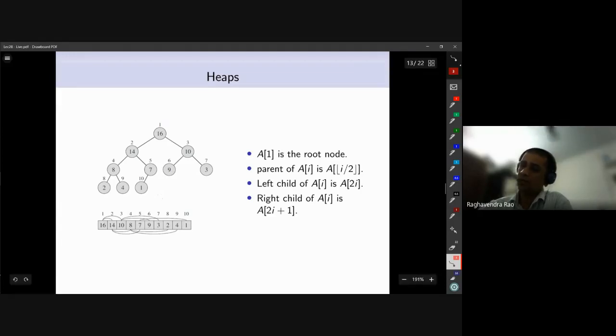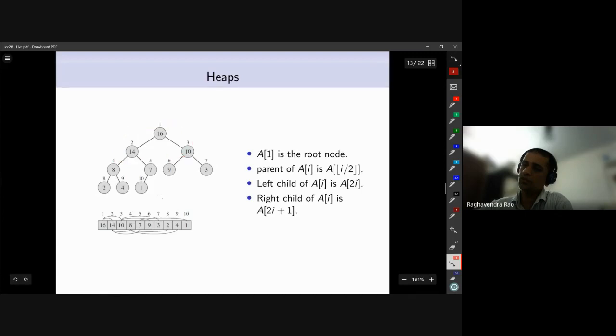The left child of array element A_i is A_2i. So for A1, its left child is element 2 into 1, which is 2. So that is A2, and 14 is the left child. And the right child is A_2i plus 1. So that is 2 into 1, which is 2, plus 1, A3, which is 10. Okay, so this is the first set.